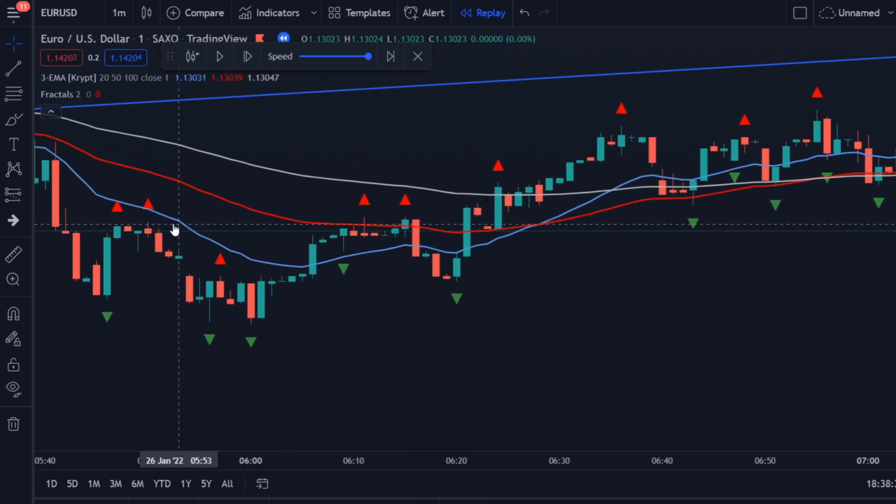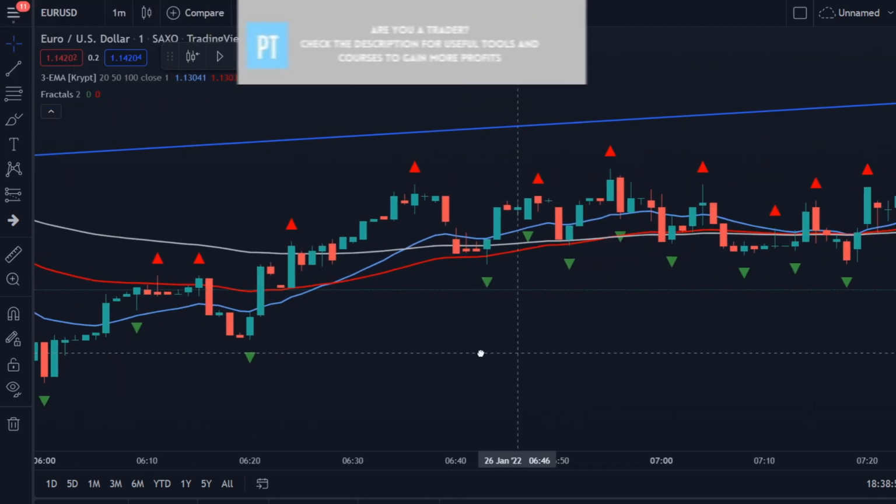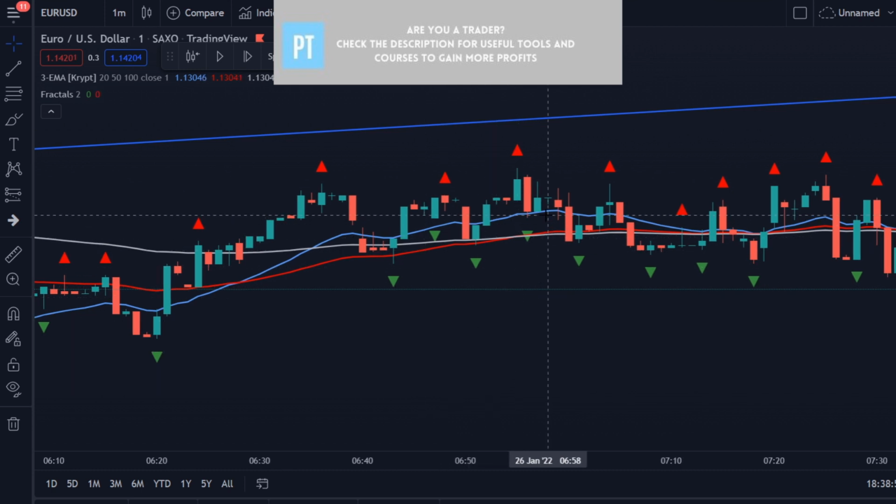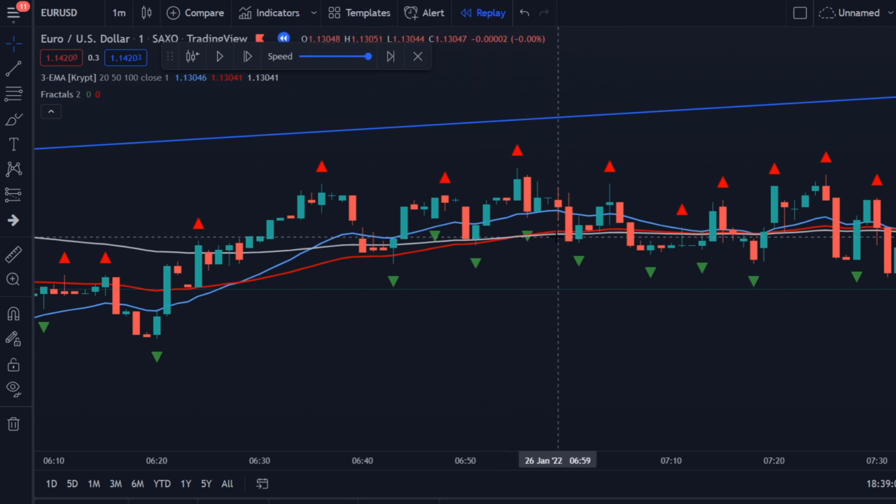First of all, we are only looking for sell opportunities when the 20 exponential moving average, the blue line, is below the 50 exponential moving average and is also below the 100 exponential moving average. In this case, we're only looking for sell opportunities. And the same applies for buy opportunities when the 20 is above the 50 exponential moving average and it's also above the 100 exponential moving average. We're only looking for buy opportunities.